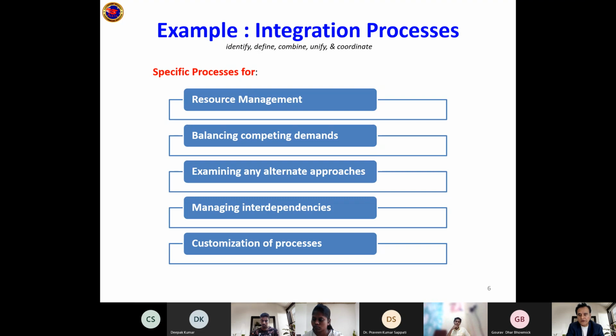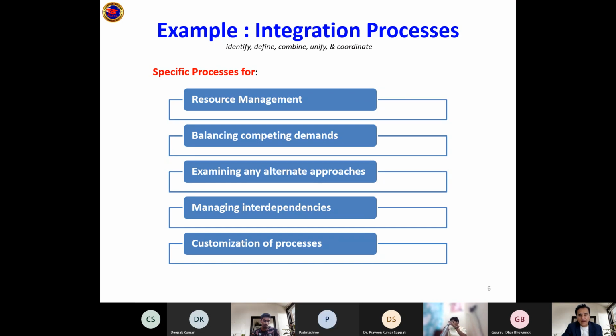The next one is managing interdependencies. What is interdependency? Interdependency means there are people or processes or tasks or contractors who are interdependent with each other, and therefore impacting any one part will impact the other. One of the interdependencies could be that scope, time, and cost are interdependent. If the scope increases, the time also increases, the cost also increases. So there are interdependencies. Okay.